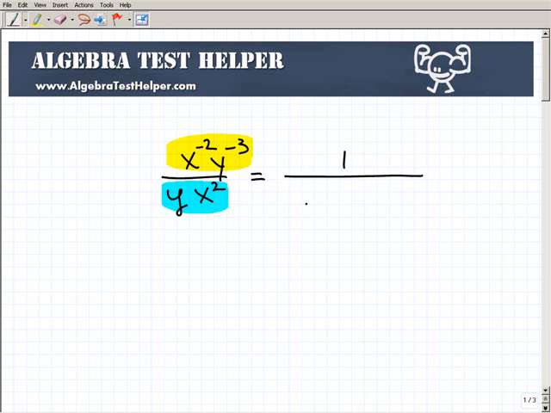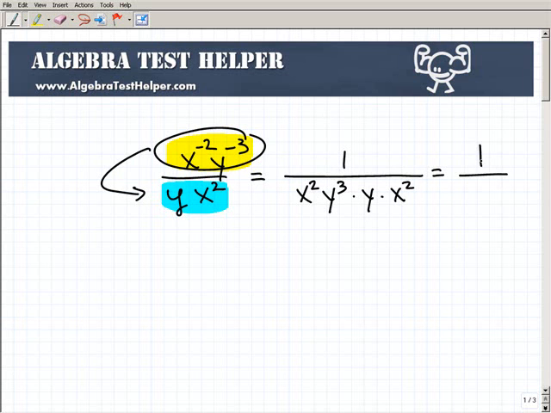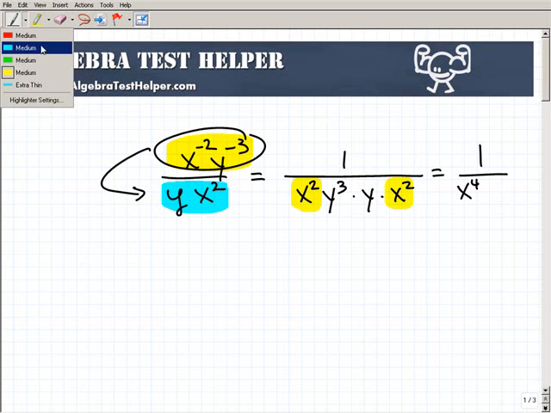So this is going to be 1 over x squared y cubed, I just moved these right down here to join these other powers with positive exponents, times y times x squared. And then you can just go ahead and simplify this expression. x squared and x squared is going to be x to the 4th. And that just leaves us with y cubed times y, which is y to the 4th.